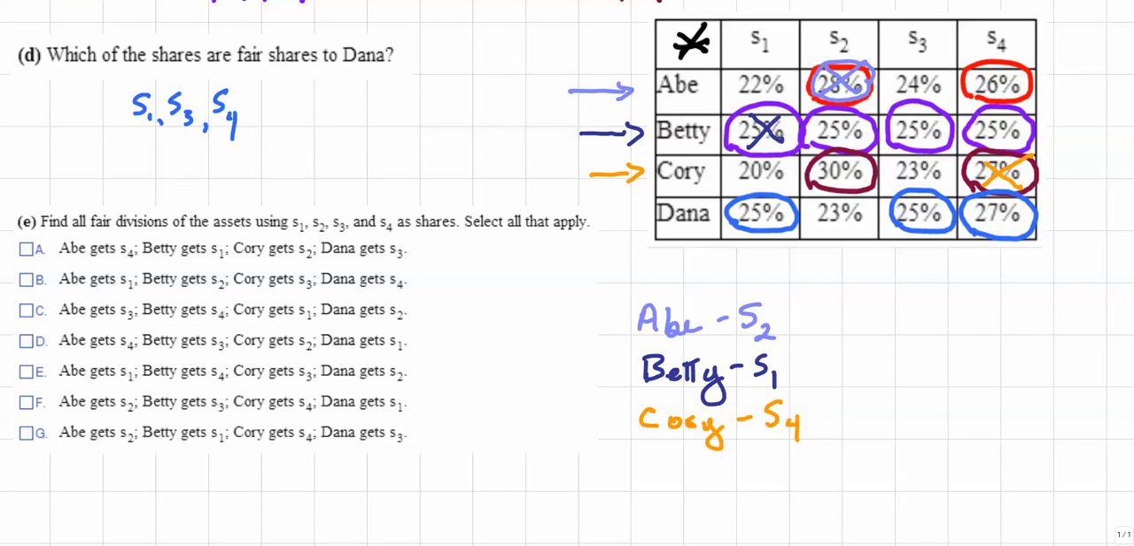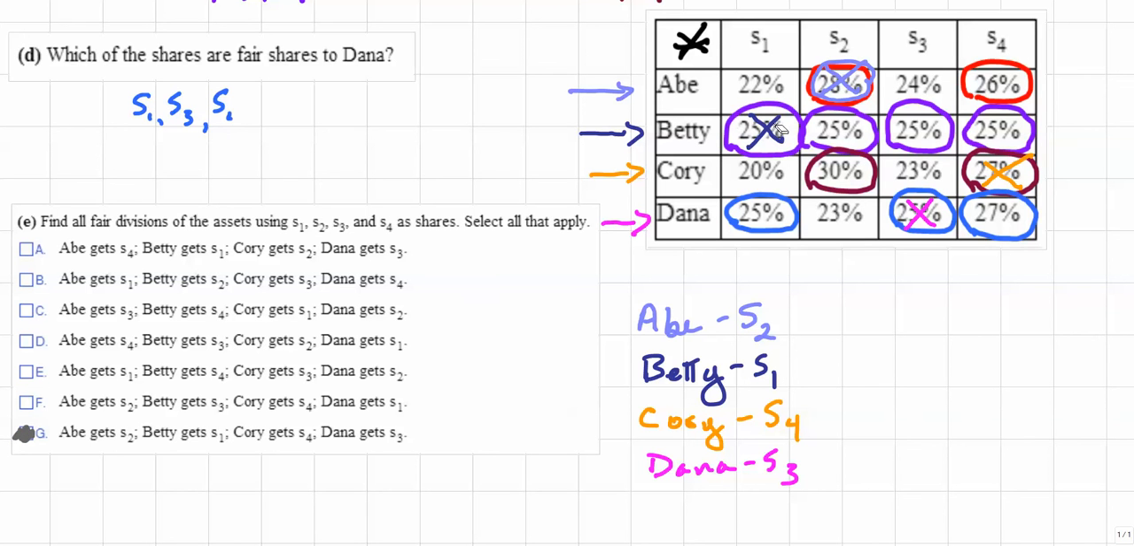And finally, we will go ahead and look at Dana, and the only thing that's left would be S sub 3. So Dana will get S sub 3. So Abe will get S sub 2, Betty will get S sub 1, Corey gets S sub 4, and Dana gets S sub 3. That's going to be this one right here. Well, that's one possibility, and there are going to be others.